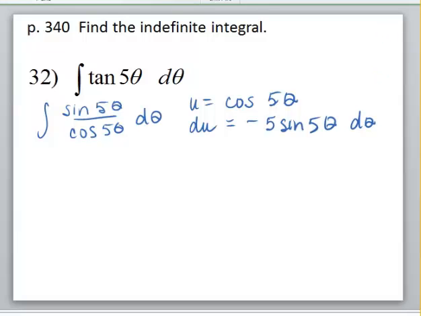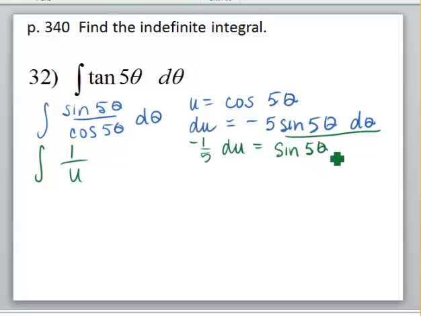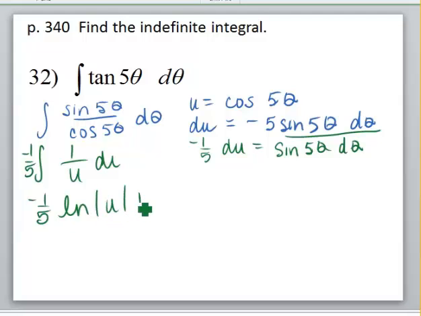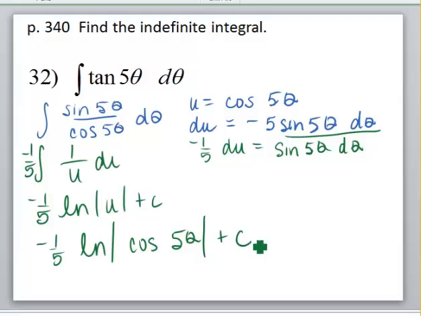And then I'll rewrite this as 1 over u. This is my u. I need sine of 5 theta d theta. So I only need this portion, so I'll move my negative 5 to the other side by dividing by negative 5. I'll plug in a negative 1/5 and a du right here, so I can now integrate negative 1/5 ln absolute value of u plus c. So I have negative 1/5 ln absolute value of cosine of 5 theta plus c.